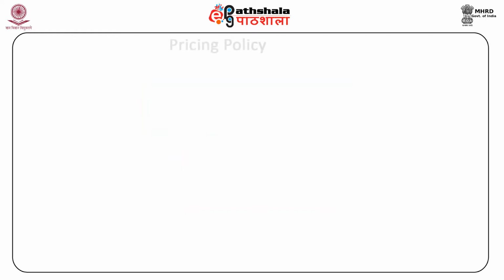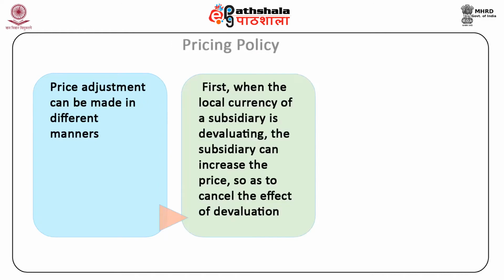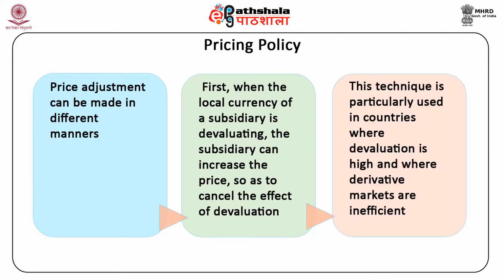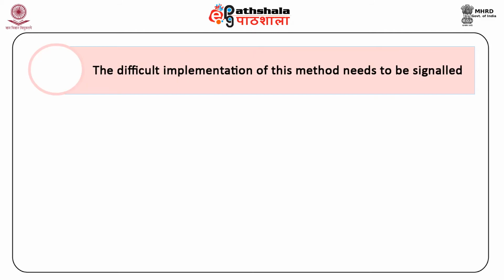Pricing policy. Price adjustment can be made in different manners. First, when the local currency of a subsidiary is devaluating, the subsidiary can increase the price so as to cancel the effect of devaluation. This technique is particularly used in countries where devaluation is high and where derivative markets are inefficient. On the side of disadvantages, the difficult implementation of this method needs to be signaled.